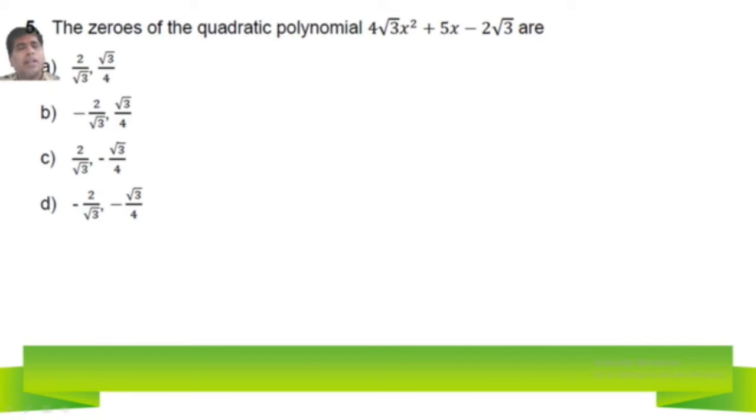The zeros of the quadratic polynomial 4 root 3 x square plus 5x minus 2 root 3 are. So he is asking for the zeros of a polynomial. It's a quadratic polynomial. We can do it by 2-3 methods. The best method is the factorization method. Apply the factorization method and get the 2 zeros. If not, apply the formula method. Apply whichever is convenient. Here I am applying the factorization method.